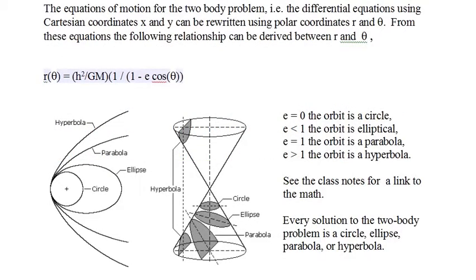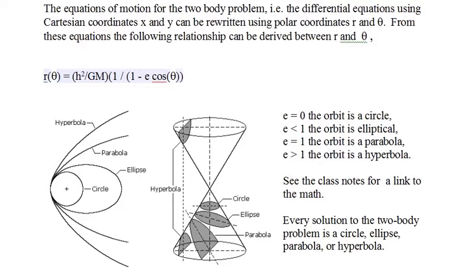We showed how the 2D differential equation for the two-body problem can be written in terms of the x and y coordinates. It can also be written in terms of polar coordinates r and theta. While the differential equation written in polar coordinates still cannot be solved analytically, a function relating r and theta can be derived, and that function is shown.